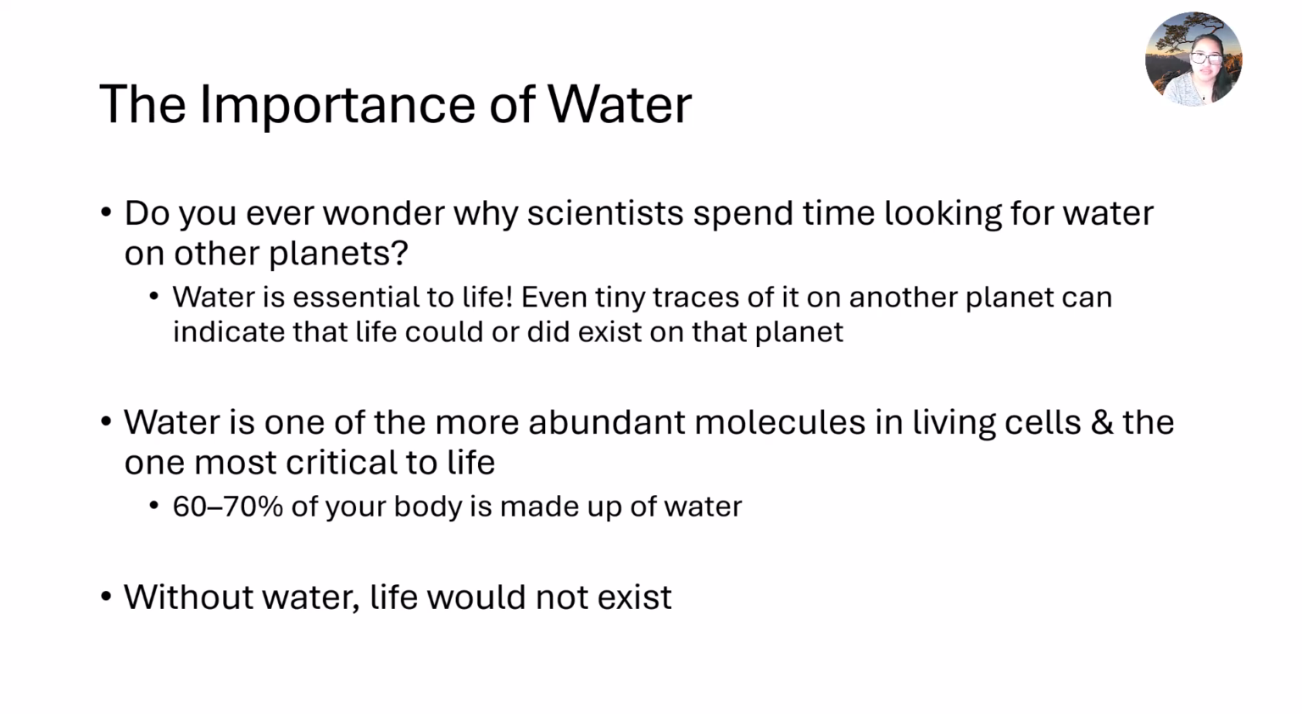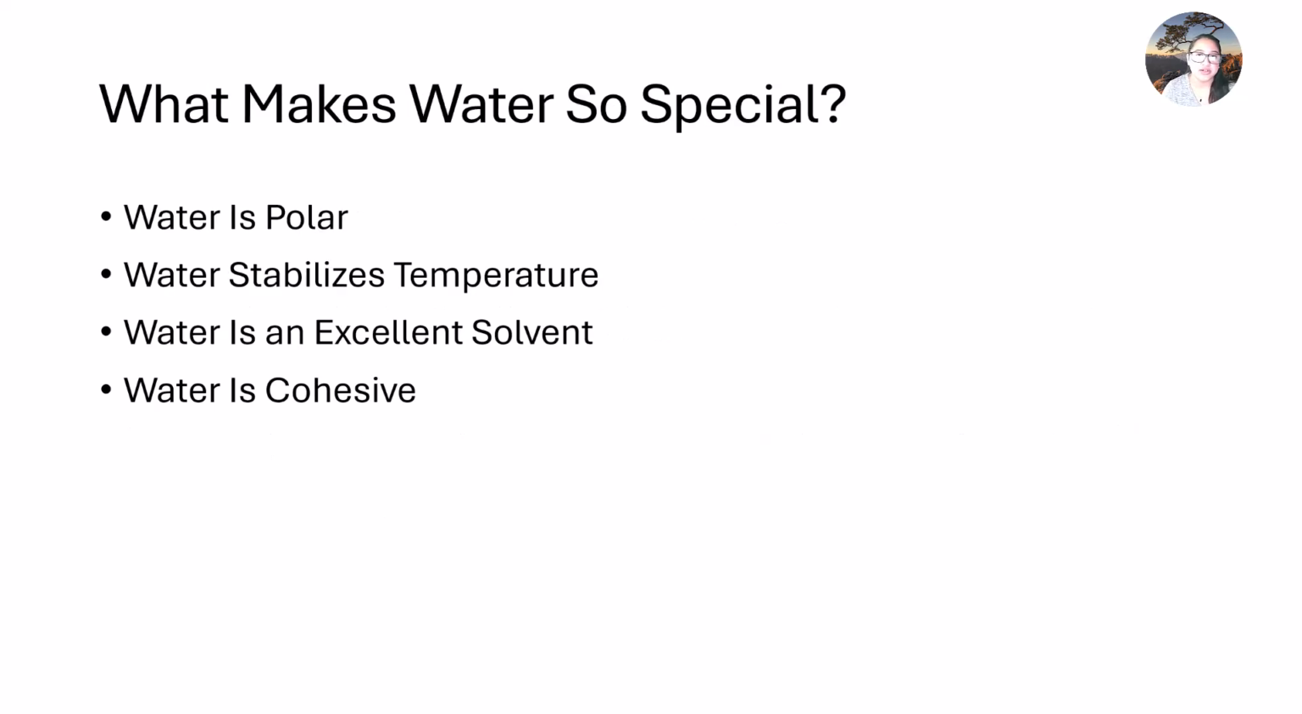So what things about water make it so important? What makes water so special? Water is a polar molecule. Like I mentioned, there are positive and negative parts of it. Water helps stabilize temperature, water is an excellent solvent, and water is cohesive. I'm going to go into each of these points in the following slides to explain why. But these four things are what make water so special, and that's why you're supposed to drink water, because it's important.